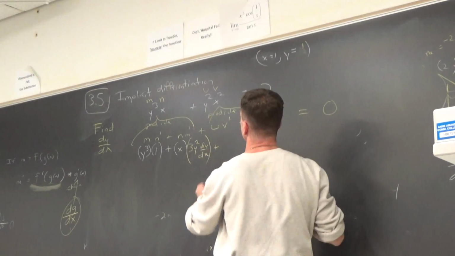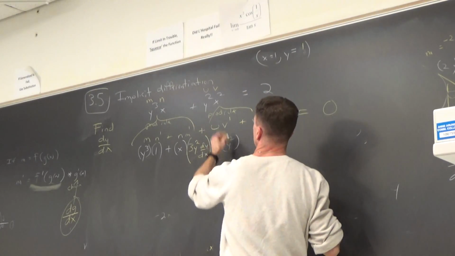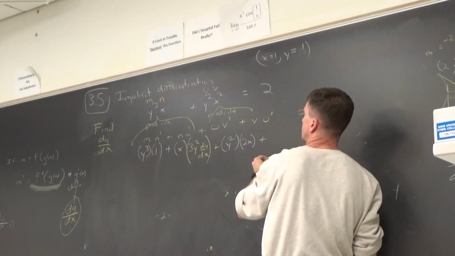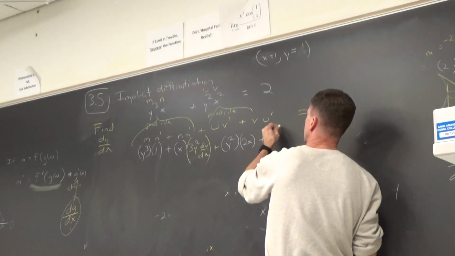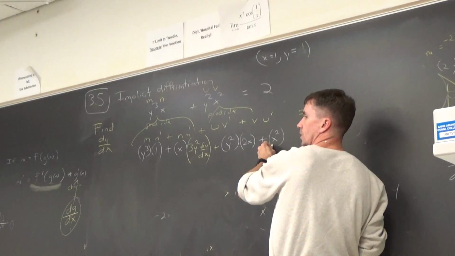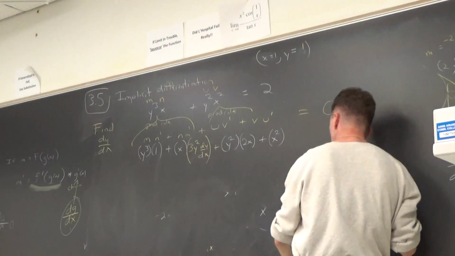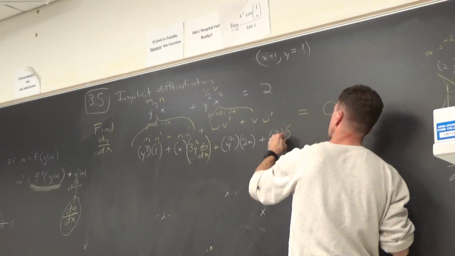Y squared. What's v prime? 2x. 2x plus, what's the v? X squared. And here we go. What's u prime? 2y dy dx.